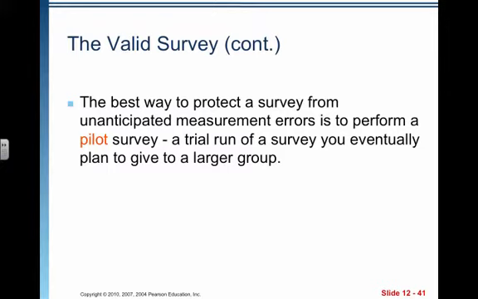The best way to protect a survey from unanticipated measurement errors is to perform a pilot survey, a trial run of a survey you eventually plan to give to a larger group. So you give it to maybe a small number of people from the same sampling frame and see how it goes, see what kind of information you get back, and see if you need to tweak your survey at all.